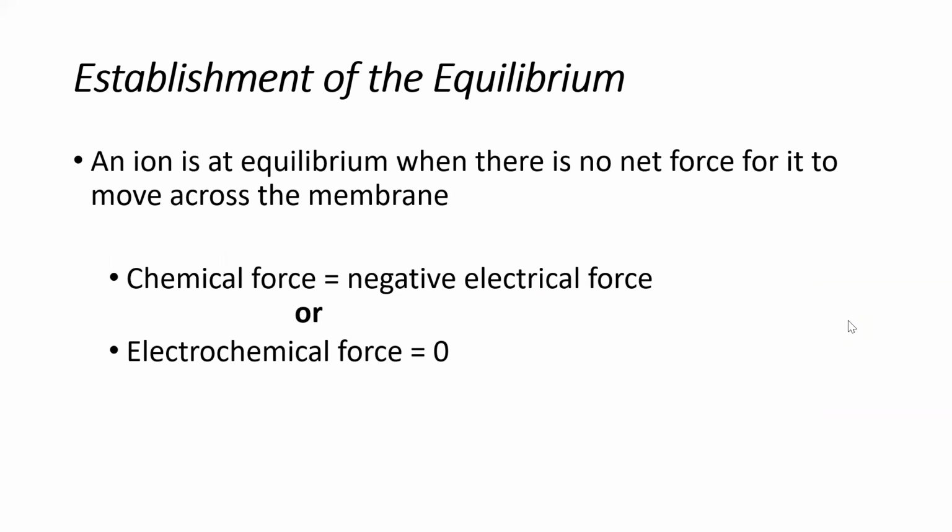And so when an ion is at equilibrium, we said that there's no net force for it to move across the membrane, right? The chemical force is equal to the electrical force, and so there's absolutely no movement because the electrochemical force, which is the combined sum of both of those forces, is equal to 0, right? This is all pretty much a review of what we've already spoken about in Unit 1.